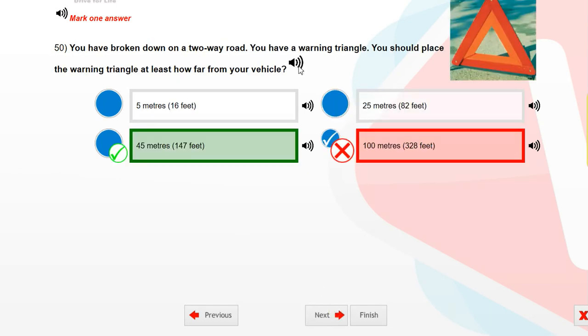You have broken down on a two-way road. You have a warning triangle. You should place the warning triangle at least how far from your vehicle? 45 meters, or 147 feet.